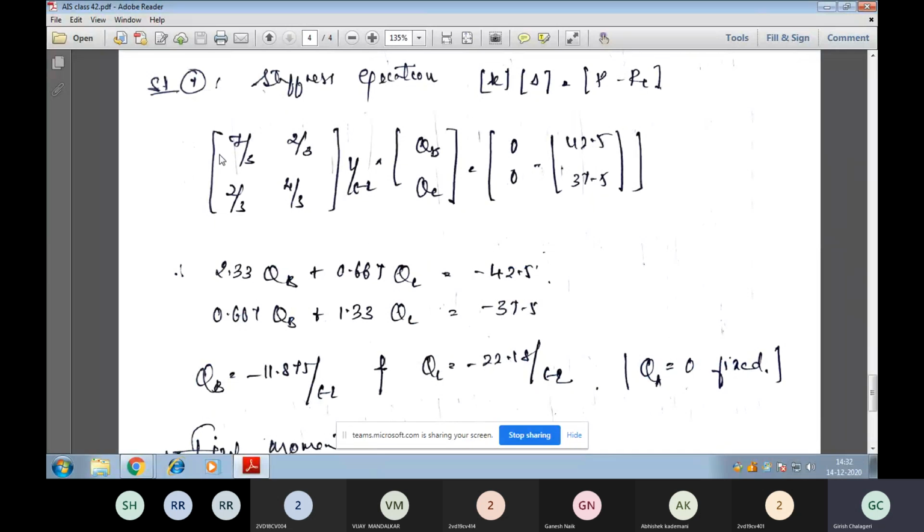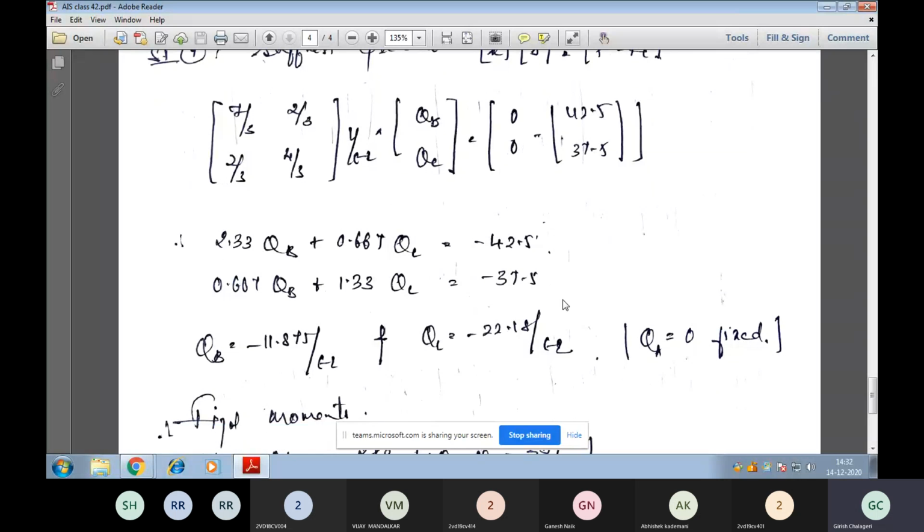row into column, 2.33 into theta B plus 0.667 into theta C is equal to minus 42.5. 0.66 into theta B plus 1.33 into theta C is equal to minus 37.5. So these are the two equations we have got to solve the problem, and we can see the unknowns are two here, that is theta B and theta C.